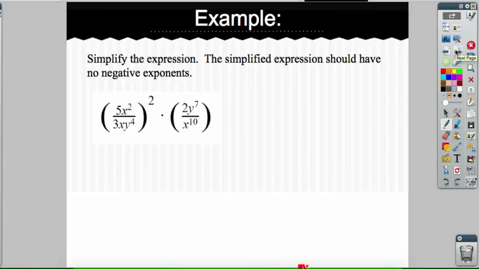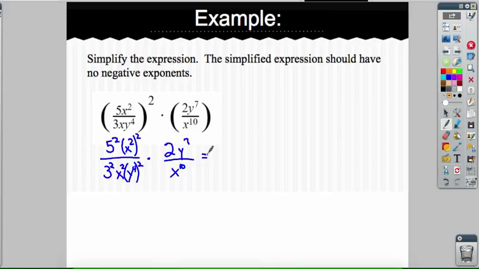Let's take a look at another one. Go ahead and try this one on your own. Hit pause, and when you're ready to have a look, go ahead and hit play. Again, I'm going to square each term that is on the inside. So I would have 5 squared, I would have x squared squared over 3 squared and x squared and y to the 4th squared, times my second parenthesis, which doesn't have any exponents on the outside here, so I just simply have 2y to the 7th over x to the 10th. I'm going to simplify what I can here, and I've got 25 times 2.